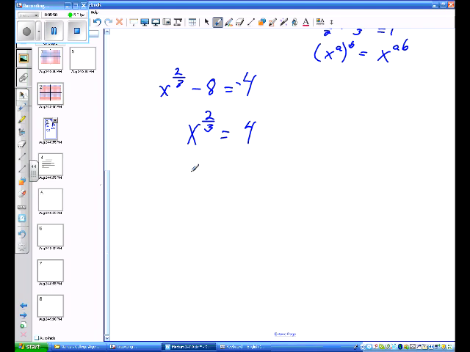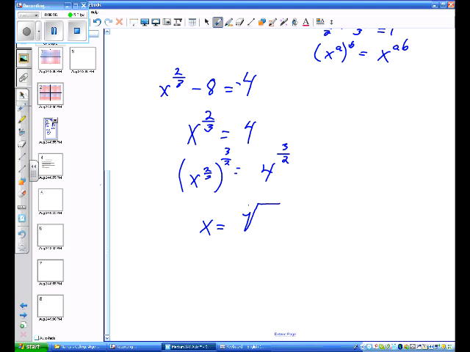We want to raise this to the reciprocal power because we want to end up with an exponent of 1. And if we do something to one side, we have to do the same thing to the other. So we get x to the first equals 4 to the 3 halves. Now here we can do some simplifying, and we can choose the order that we do this in. It's a little bit easier if you deal with the root.